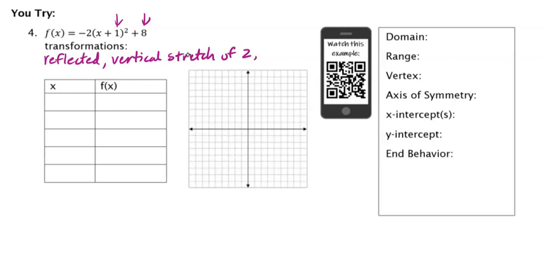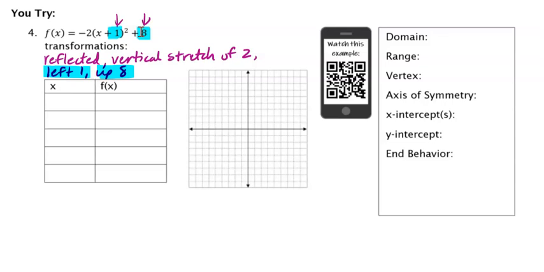The +1 is in parentheses, so it's actually going to be the opposite direction. So this graph is actually going to be shifted left 1. And then the +8 tells me that this graph will also be shifted up 8. Those last two things, the left 1 and the up 8, represent my vertex.